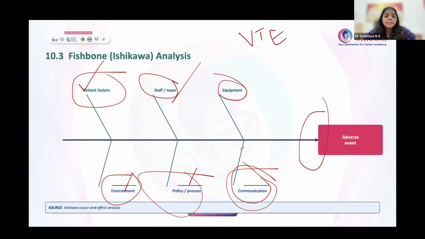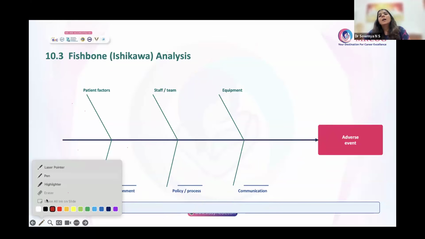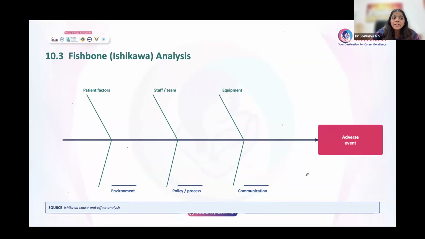Okay. And next, the important thing was the equipment. Equipment could be your VTE risk assessment tool, whether that showed the patient was at risk or not, and whether the risk assessment tool had bleepers or alerts or not. So finally, when all these factors combine together, there was an adverse event.